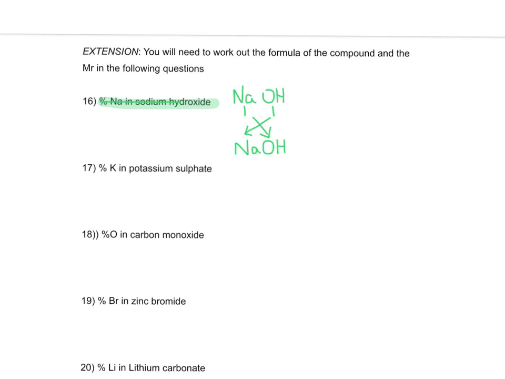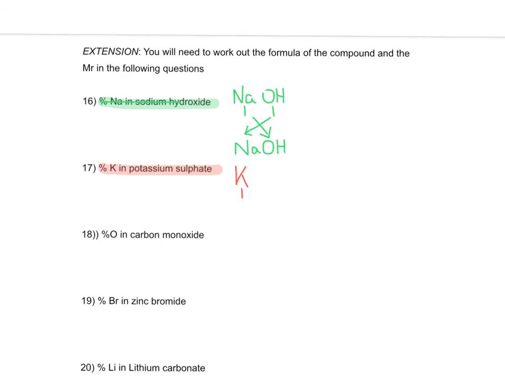Now you can use this then to go ahead and work out the percentage of sodium in sodium hydroxide. The next one is the percentage of potassium in potassium sulfate. Now folks, if you're super duper at this, you can be working out the formulas. Pause the video and check that you've got it correct against my formulas. But I know that these can be quite tricky. So first of all, we need to get the formula for potassium sulfate.